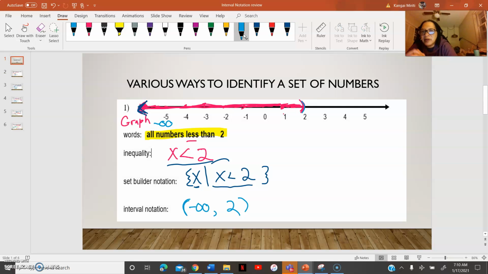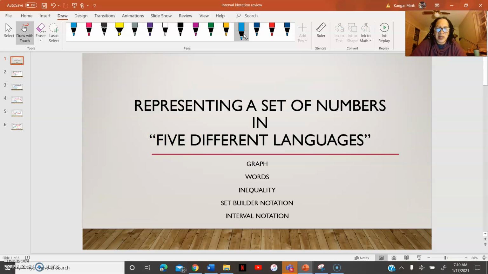So that's a review on the ways that we can represent a number basically in these different languages. And I'm sure this is stuff you've seen before. And in particular, interval notation will be real important as we go down the road.